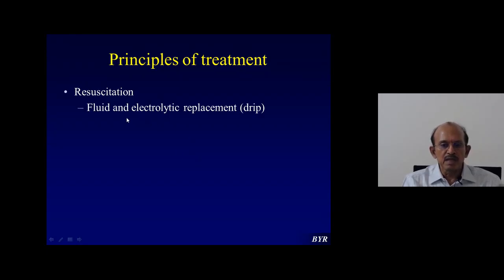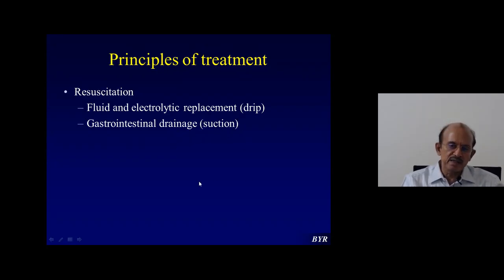So how do you resuscitate? Give fluids and electrolytes. Gastrointestinal suction drainage: you put a Ryle's tube into the stomach and aspirate all the contents. You can aspirate only stomach contents. You cannot aspirate the intestinal contents, which are mainly responsible for distension. But even some aspiration from the stomach can be helpful to relieve some distension and vomiting.